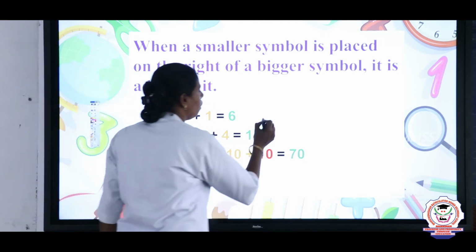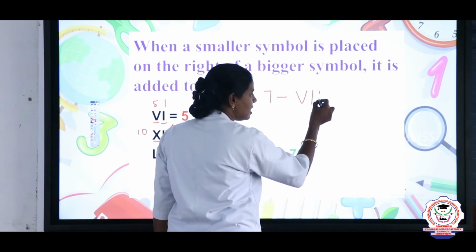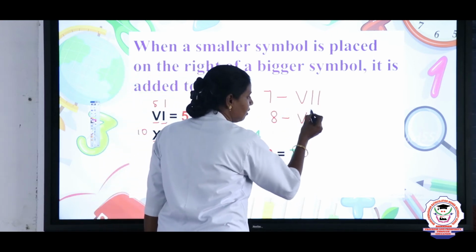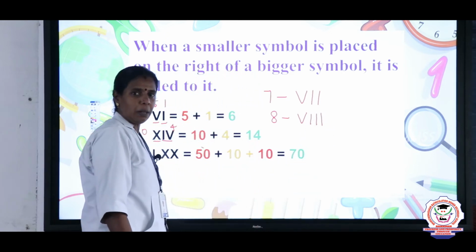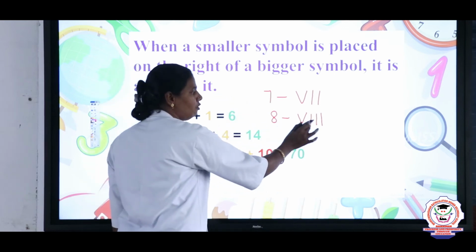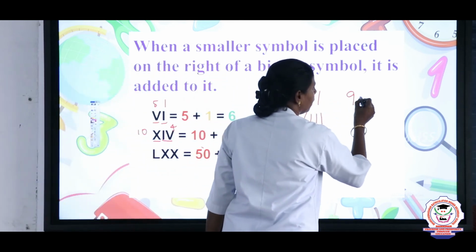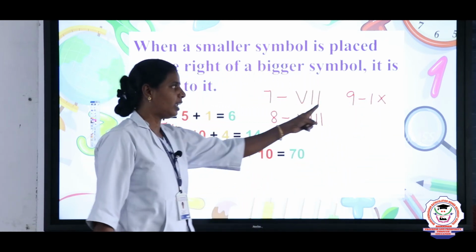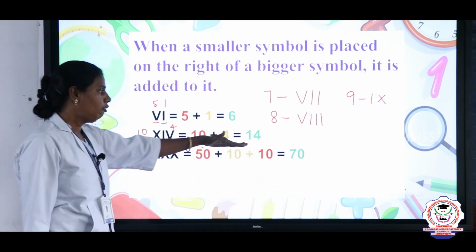So, next to 6, what will be the Roman numeral for 7? 5, 6, 7. And for 8, how can we write? V is 5, 6, 7, 8. A symbol can be repeated 3 times, right? Not more than 3 times, we are not supposed to repeat the symbol. So for 8, and you know how to write 9. 9 is IX. 10 minus 1 is 9, that is IX, and 10 is X. So, likewise we can write 11, 12, 13, and 14 is given.